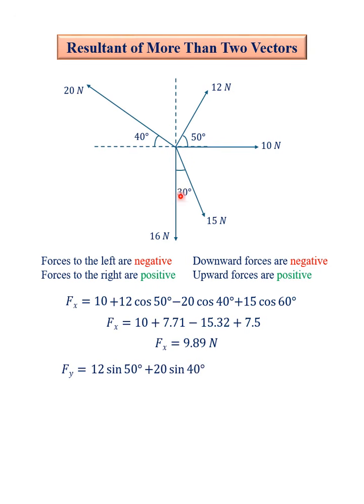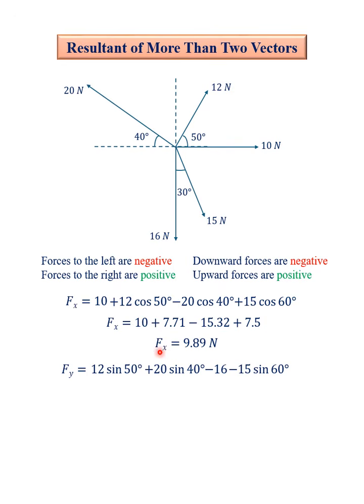This is already downward, and it is 16, so it is negative 16. And for the one of 15 Newton, it is also downward. The vertical component will be downward, so it is negative. So we have minus 15 sine 60. Sine 60, because the angle here is 60 degrees. If this is 30, then this is 60.